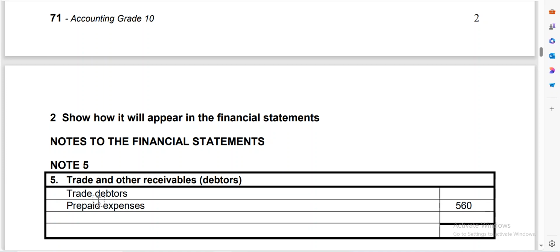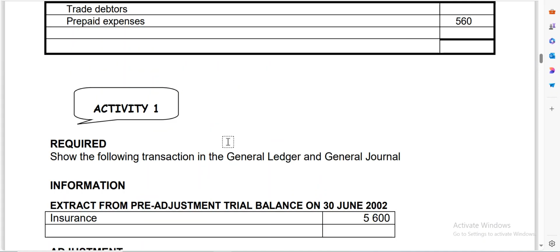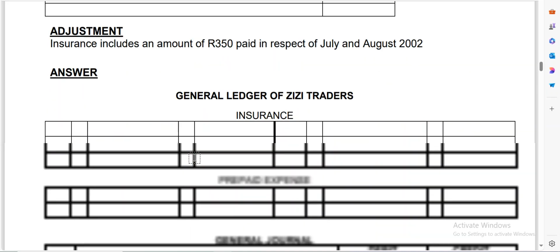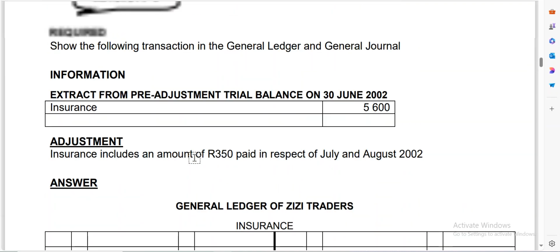Let's see how this will affect the balance sheet. So you see, under prepaid expenses we have that 560, which is what I was saying to you in terms of showing how it will appear in the financial statements. So let's look at the next activity, which is what I'm interested in, and let's see if we have a solution. We don't have a solution here.